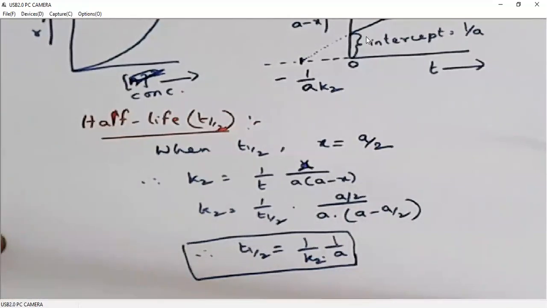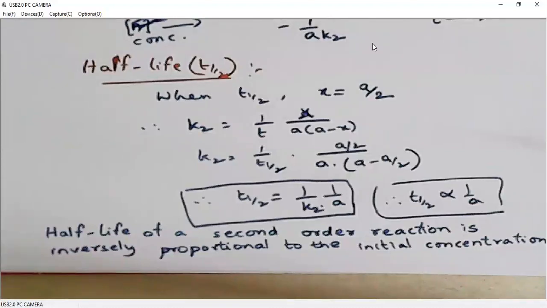So when we write t half and a, the relation is t half is inversely proportional to a. So the half-life of a second order reaction is inversely proportional to the initial concentration.